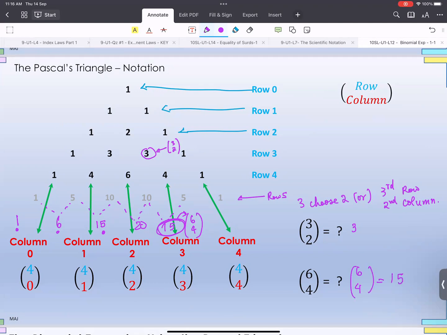Okay, so I'm using the word choose. So for instance, let's write it like this. This is the same as 6 choose 4. Why is it called choose? I'll come and visit that at the end of the lesson.